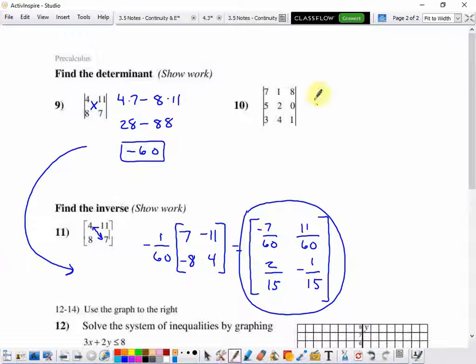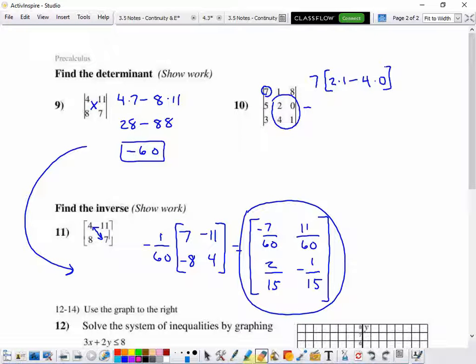Then we'll go back up here and find the determinant of a 3 by 3 matrix. When you have a 3 by 3 matrix, you start first with that first element in the top row, and you multiply that by a determinant from this little matrix down here. So that's 2 times 1 minus 4 times 0. Then you subtract, and from there you move on.